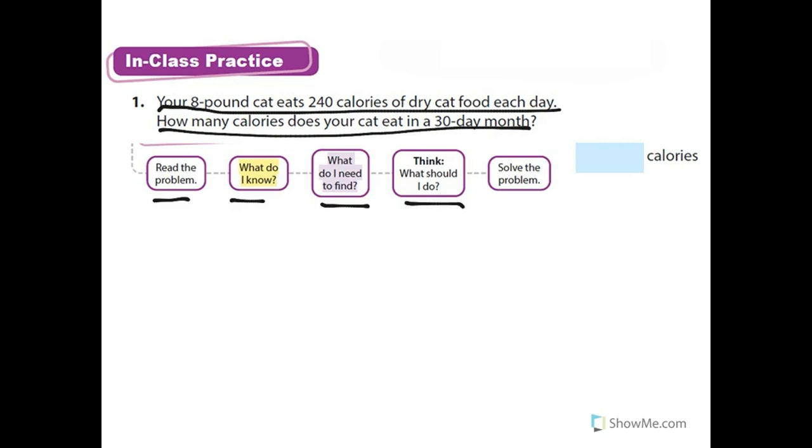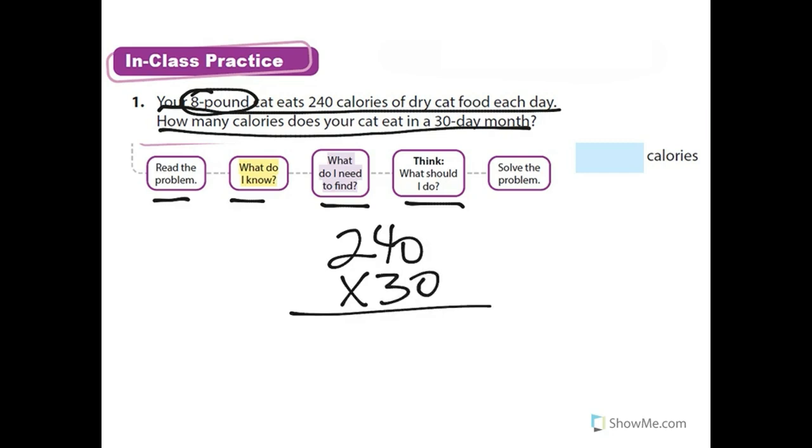Now, here's the thing. Sometimes word problems give you numbers that you don't need. Here's the example. This 8 pounds, we don't need that to solve the problem. It's just telling us that your cat weighs 8 pounds, okay? 240 calories a day is what your cat eats, and they want the calories that it eats in 30 days. That's all you need to do. So that 8 doesn't need to be used in the calculations. All right. And so now we solve the problem.